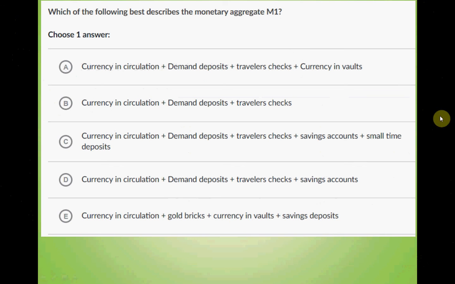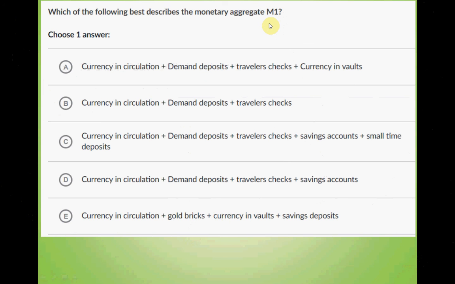So that takes this one out. Also gold bricks. I haven't talked about that at all, so that's not right. So these two are obviously out. All right, so that leaves us with these three here. Well, let's look. We said M1 is readily accessible money. So that's what you need to know. M1 is like you have your debit card, you've got cash in hand. That's what M1 basically is. Don't worry so much about traveler's checks.